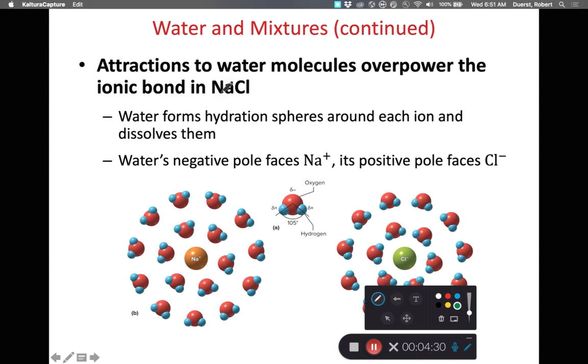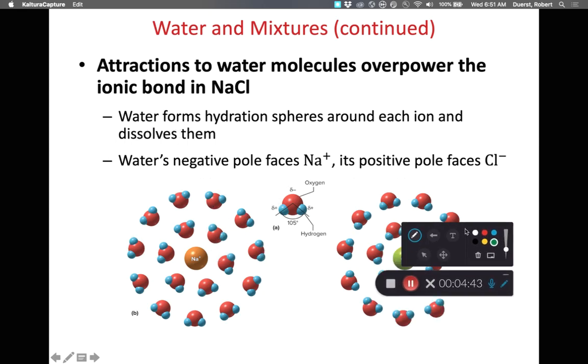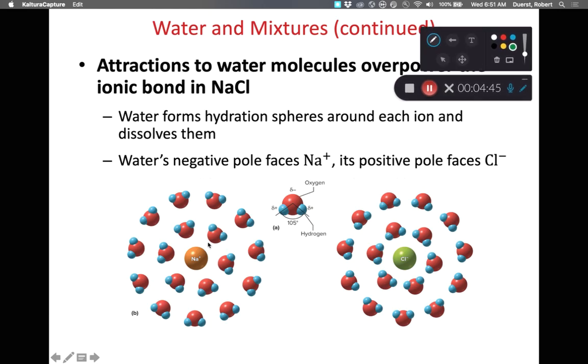As we look at water and mixtures, water is able to dissolve ionic molecules by overpowering the ionic bonds within the ionic molecules. As we look at sodium chloride being dissolved in water, we can see that we have a sodium ion right here, and the sodium ion has a positive charge, and the oxygens, which have partial negative charges, are facing that sodium ion in rings around the sodium ion.